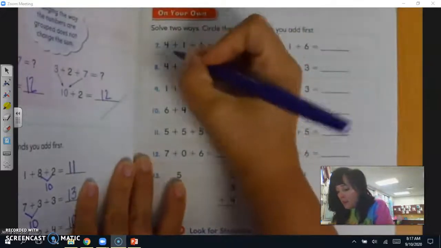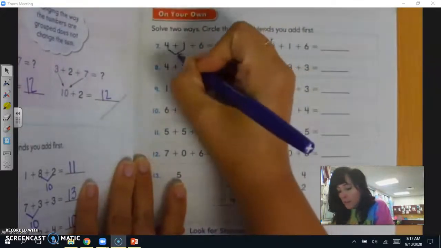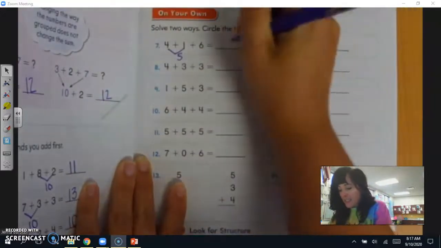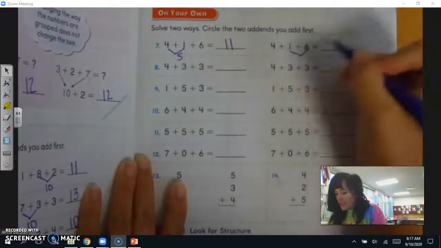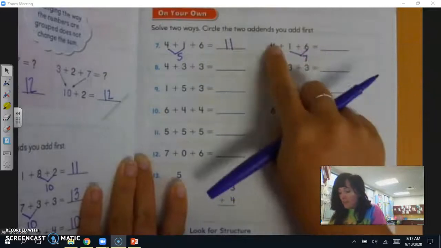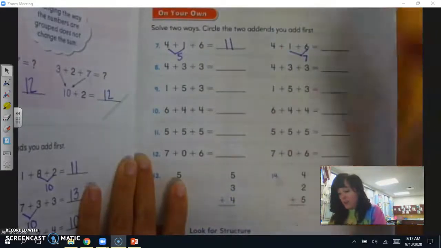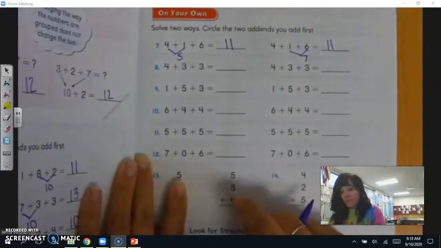So let's do 4 plus 1. 4 plus 1 equals 5. 5 plus 6 equals 11. Okay, I also could do 1 plus 6. That equals 7. 7 plus 4, that also equals 11.